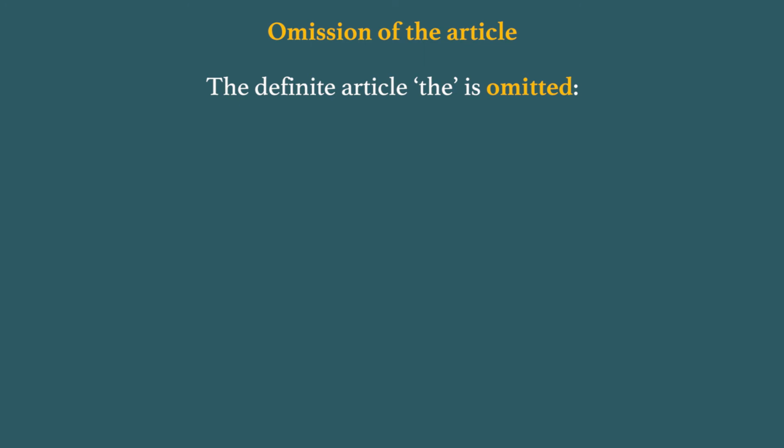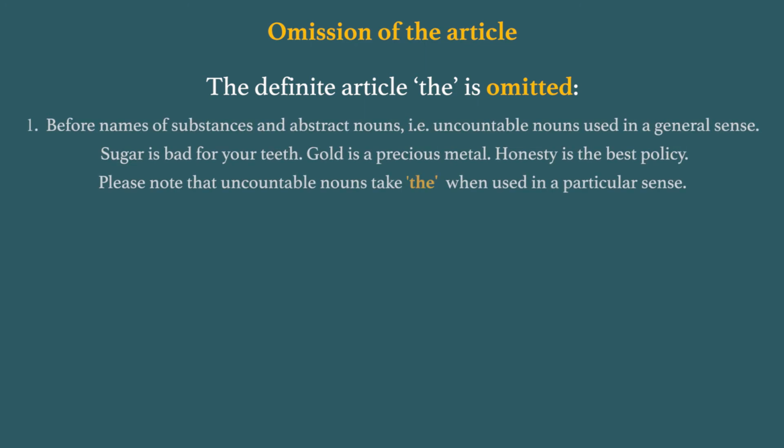The definite article the is omitted. Mind you, we don't use it. Keep it in your mind. Let us see it in detail. First, before names of substances and abstract nouns, that is, uncountable nouns used in a general sense. Sugar is bad for teeth. Gold is a precious metal. Honesty is the best policy.